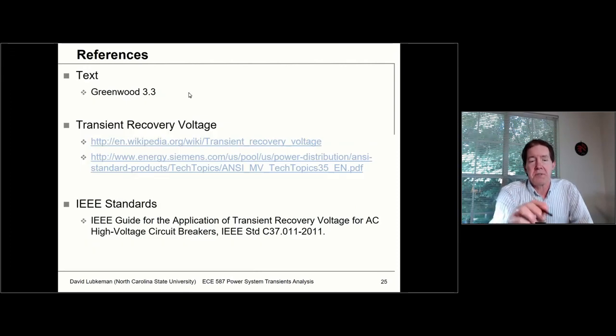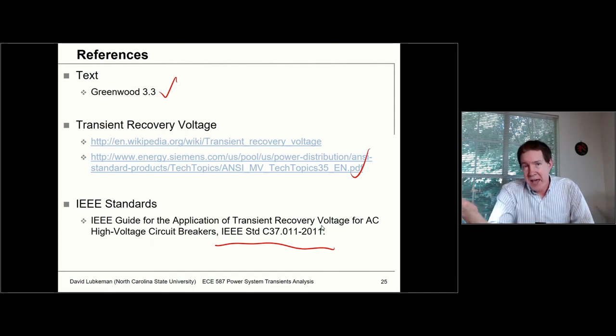For references, I'll give you a link to Greenwood's text if you want to take a look at it. There's actually a wiki site on transient recovery voltage, and this Siemens reference is pretty good. And then if you ever wanted to look up how you do this capacitive calculation, there's actually this standard, as the title suggests, that talks about how you analyze transient recovery voltage for AC circuit breakers. And so we'll just go ahead and end it here, and we'll take a look at an example then.